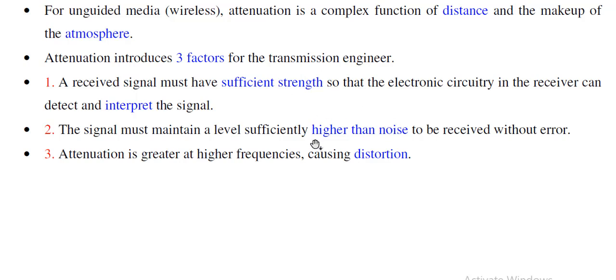And it should be very high or very strong in order to tolerate what we call noise, in order to not let the noise make the shape of the signal incomprehensible by the receiving antenna. Okay, we have another type of attenuation called the distortion, which means that the signal will get a different shape.